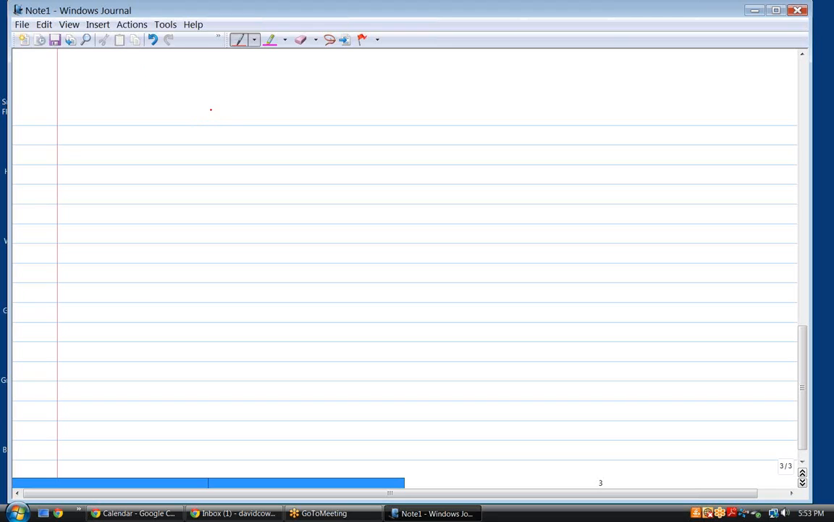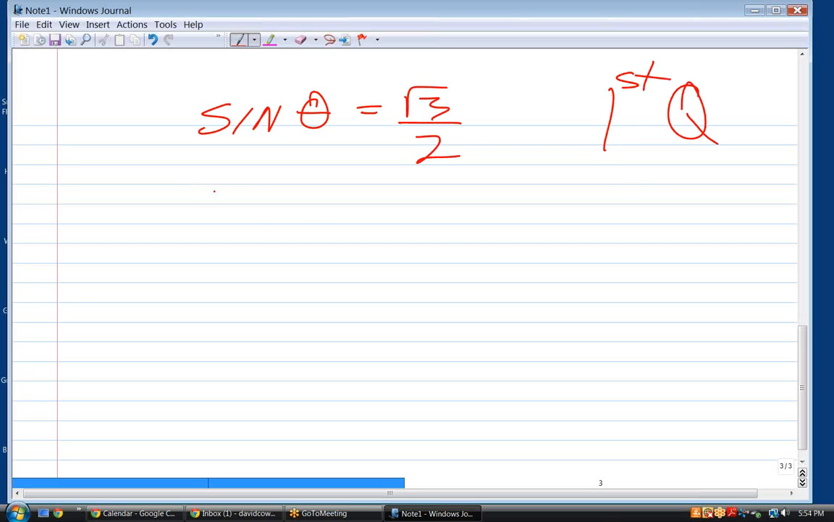I don't know if they would have this on the test or not. They might. If I said the sine of theta equals root 3 over 2 in the first quadrant, what is the tangent of theta equal to? Wait. Okay. Not sure that this is something you're going to find on the ACT, but you might.